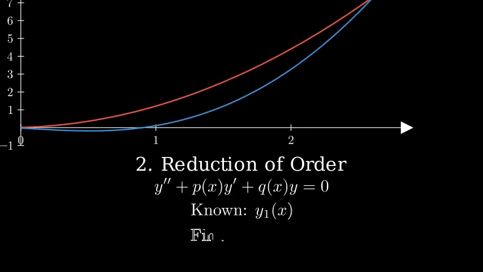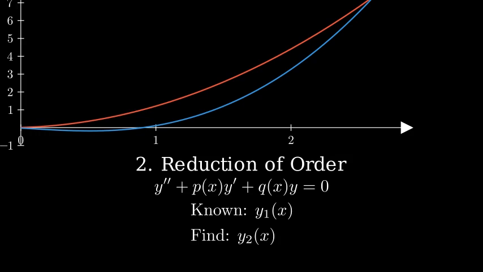If we know one solution, y1 of x, we can find a second, linearly independent solution using the reduction of order formula. The formula for the second solution is y2 of x equals y1 of x times the integral of e to the negative integral of p of x dx divided by y1 squared dx.